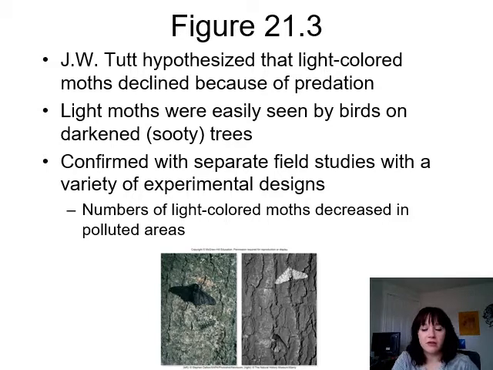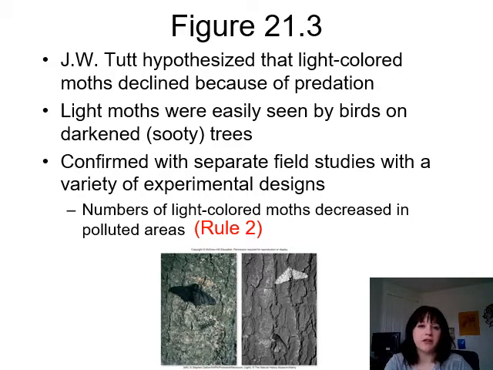And then for rule 2, the evidence that this trait is providing some type of advantage or disadvantage. This is when he went out and collected numbers and he found that with pollution, the number of light-colored moths dropped and the number of dark-colored moths increased.